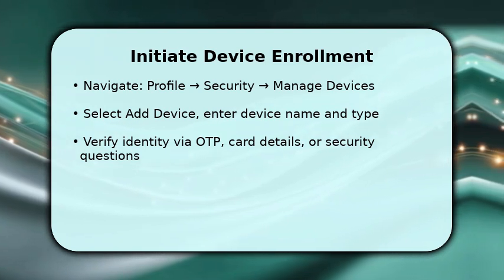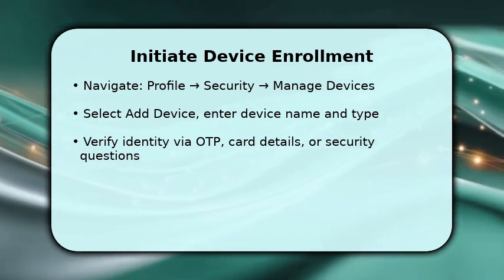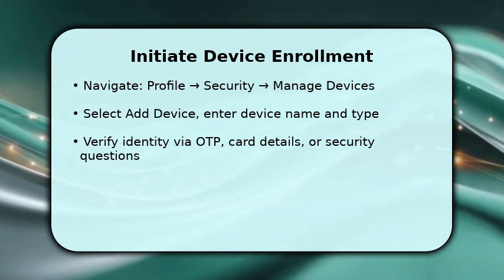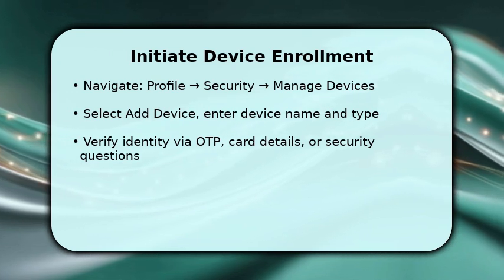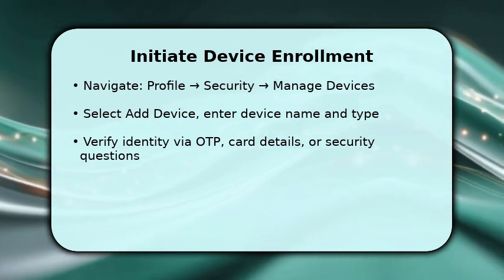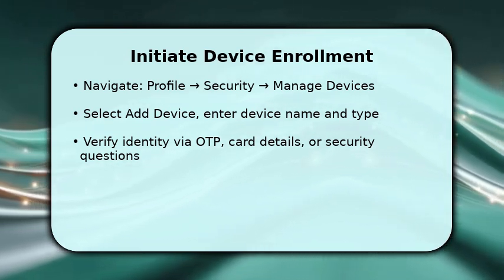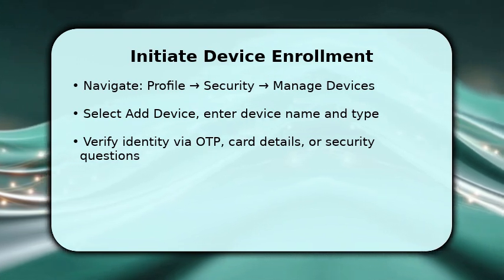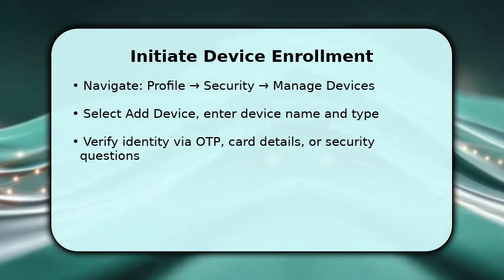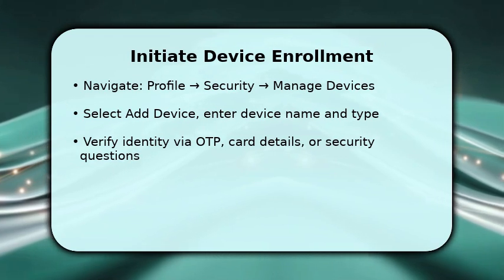Enter a clear device name and type so you'll recognize it later, then choose your preferred verification method, OTP to your registered number, card detail confirmation, or security questions. When you request OTP, wait for the message, then enter the code exactly. If you see a device fingerprint prompt, accept it to bind the device to your account.